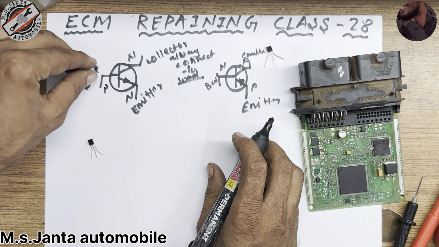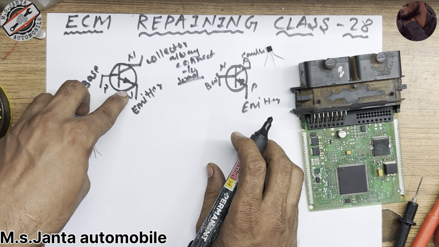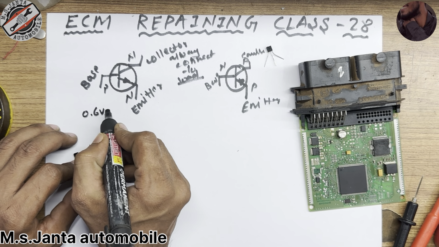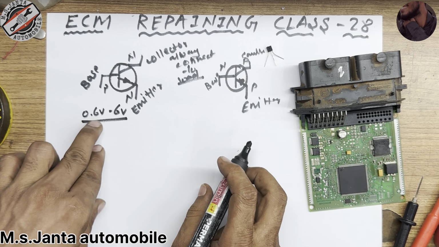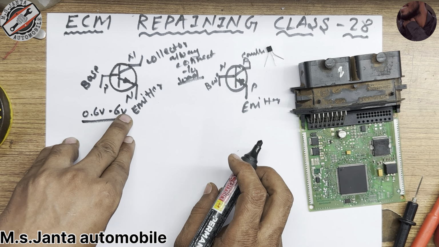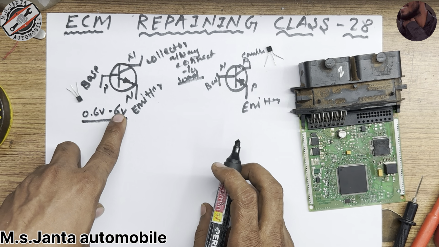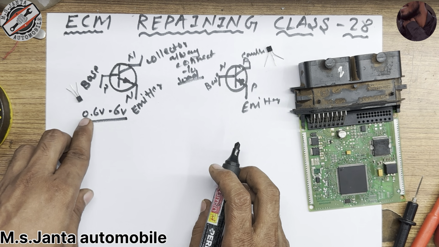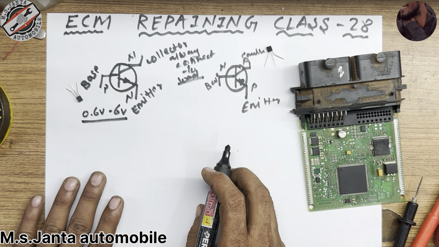So why do we use the transistor? Because the transistor base works on a very small amount of current, like 0.6 volt to 6 volt. The minimum voltage is 0.6 and the maximum is 6.6 volt. If you supply this voltage, at that time it will be on. Otherwise, if you supply less than 0.6 volt, it will not work.